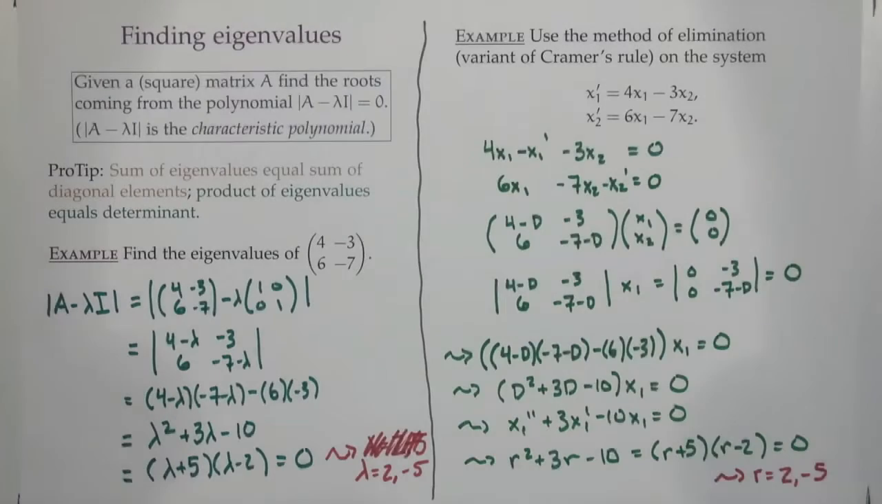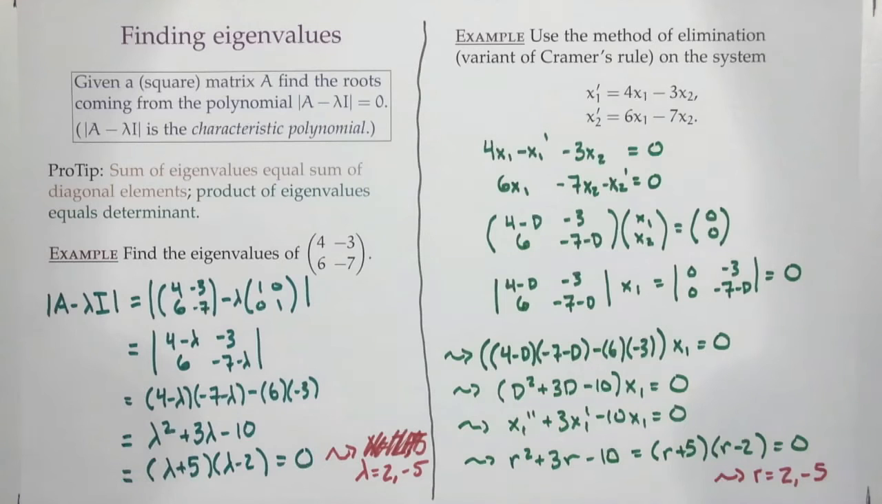So we're going to start where we finished last time. Last time we started with the example that you see on the left. Find the eigenvalues of this matrix for 4, -3, 6, -7.